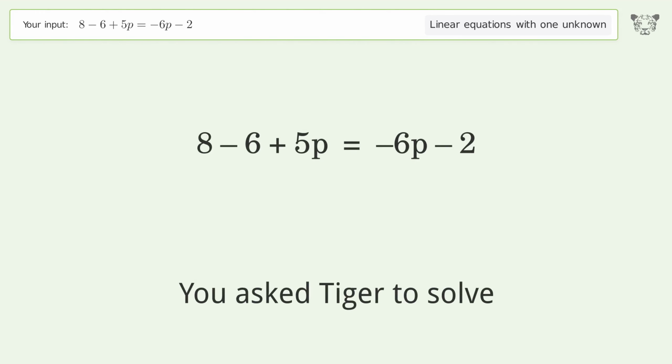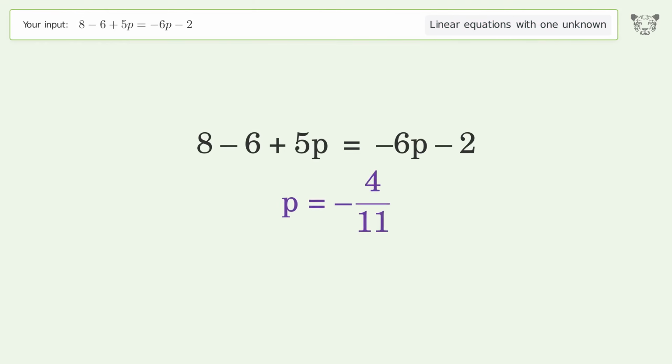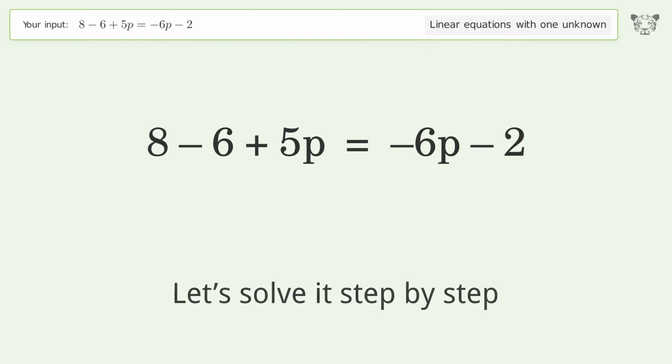You ask Tiger to solve. This deals with linear equations with one unknown. The final result is p equals -4/11. Let's solve it step by step.